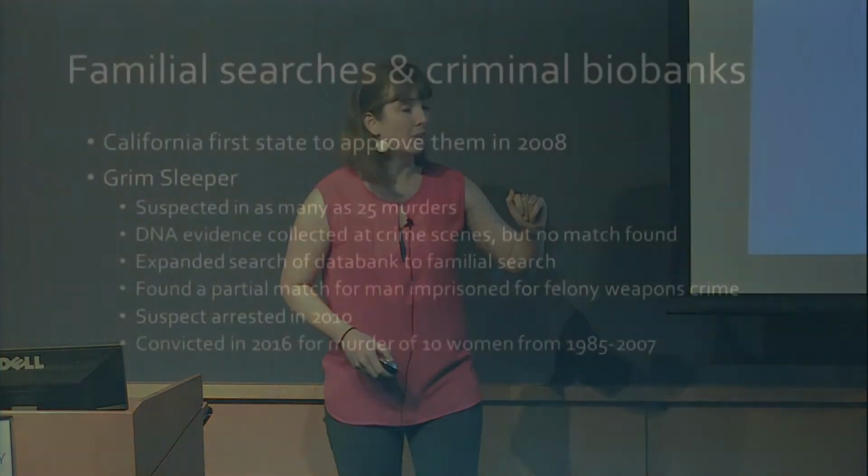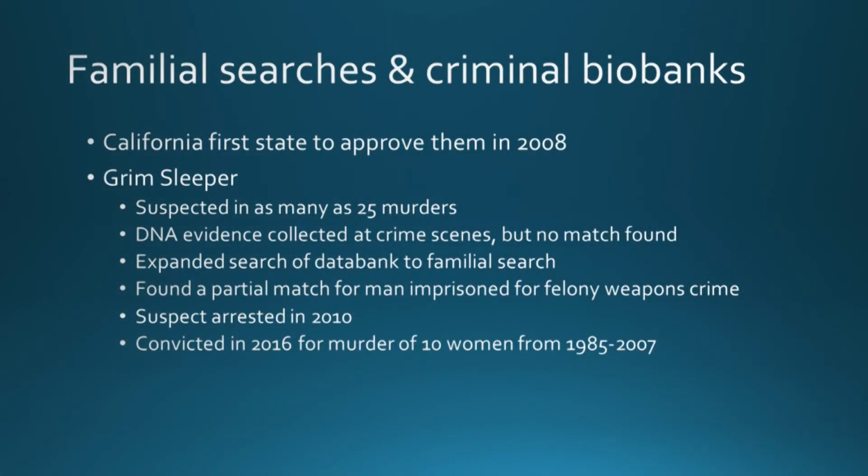And I grew up in California. Apparently, we have a ton of serial killers that need to be caught because the first publicized case of familial searches being used was somebody called the Grim Sleeper, who was suspected in a horrible number of murders. There was DNA evidence collected, but never a match. Well, they said, well, why don't we look for partial matches in this search? And they found a match for a man in prison for felony weapons crimes. He was too young, right? He couldn't have committed the crimes.